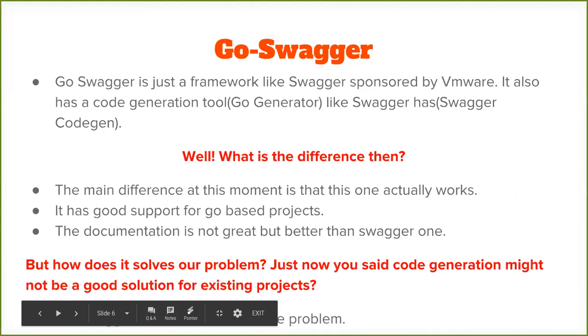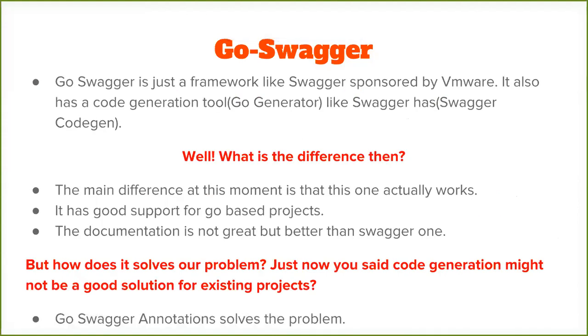GoSwagger is just a framework like Swagger. Again, it is sponsored by VMware, and similar to Swagger, it also has a code generation tool, GoGenerator. Right now we want to avoid the code generation method, but it still provides you a tool, and it has support for Go-based projects, unlike Swagger CodeGen, which greatly supports Java-based projects.